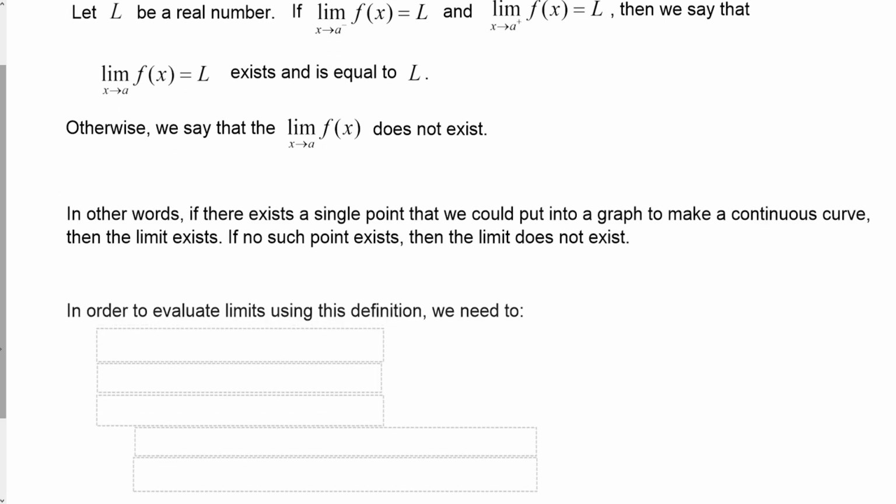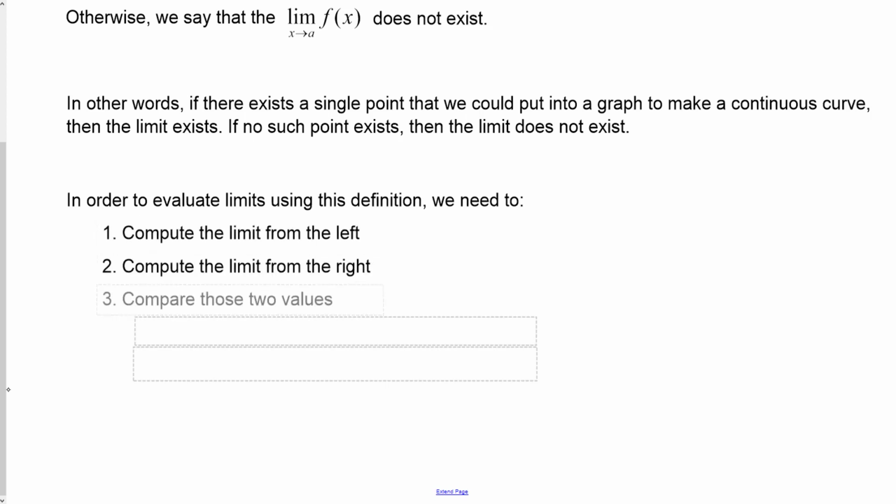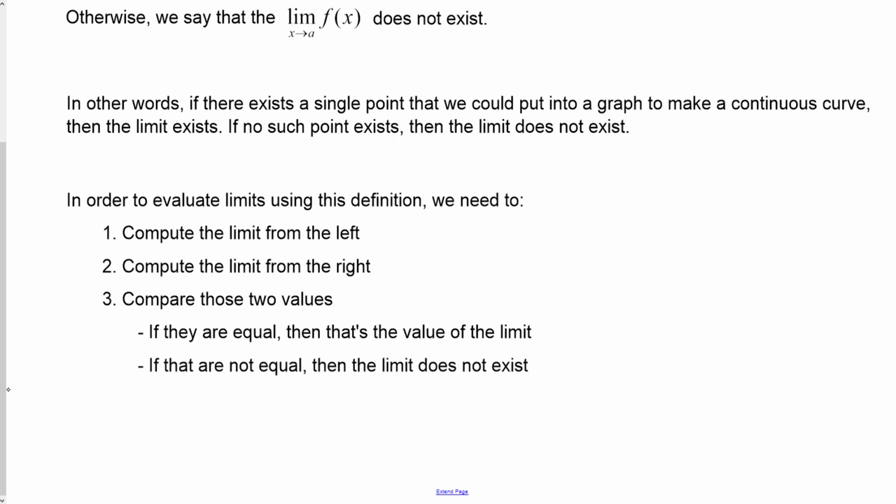So every time we have to evaluate a limit, generally graphically or numerically at least, the definition tells us that we need to do three things. Find the limit from the left, find the limit from the right, compare those two values, and if they're equal, that's the value of the limit, and if they're not equal, the limit does not exist.